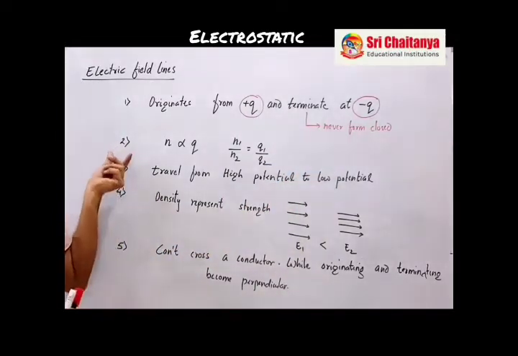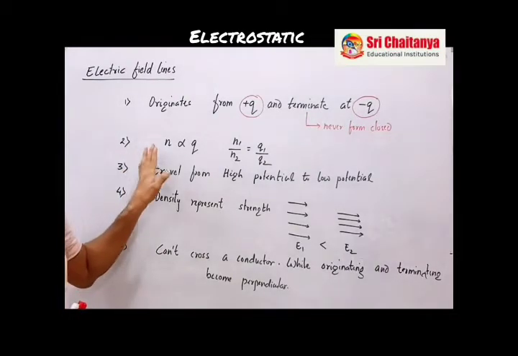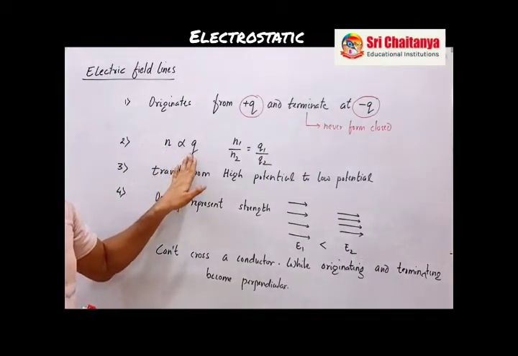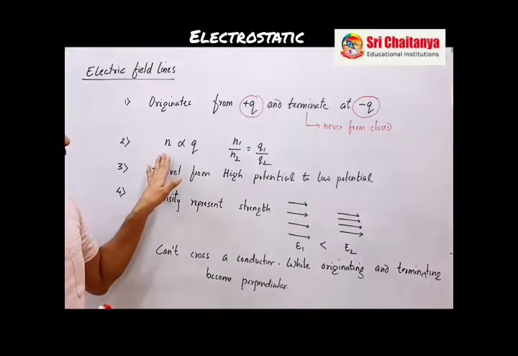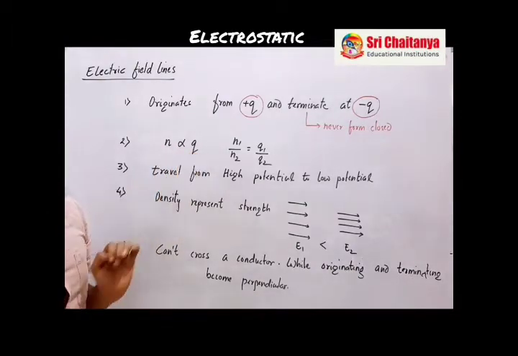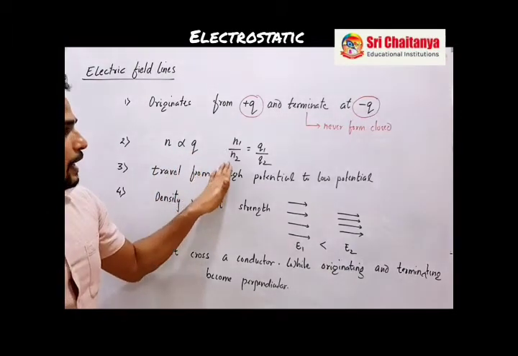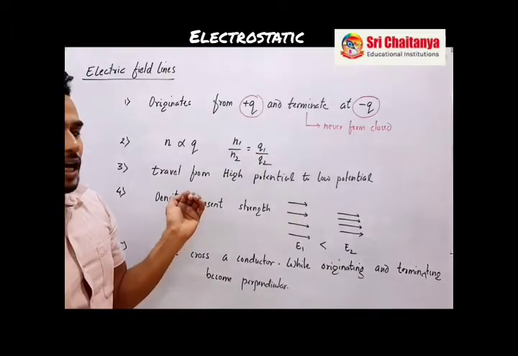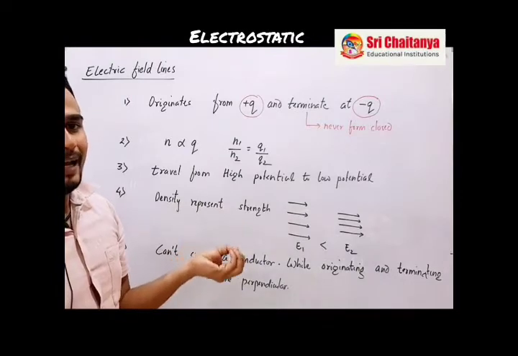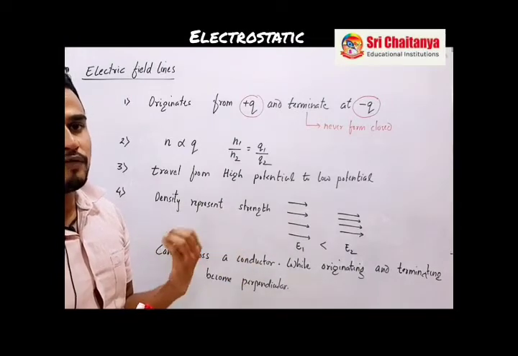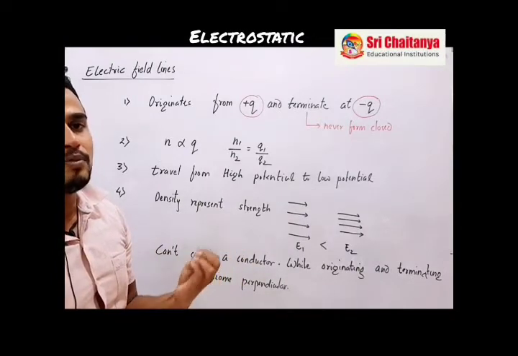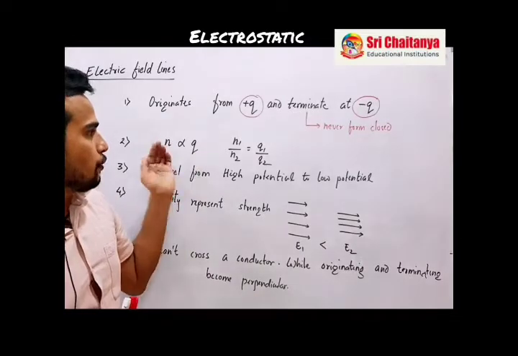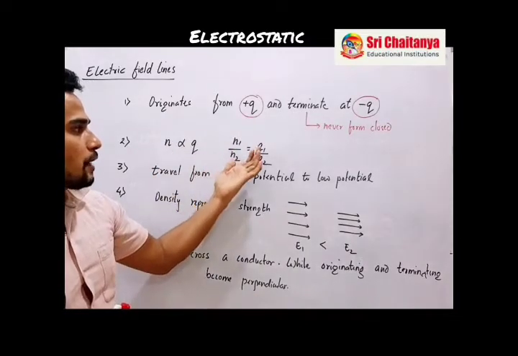Now next property, which is important. Always remember, number of field lines is decided by charge. Number of field lines will be directly proportional to charge q. That is, n1 by n2 will be equal to q1 by q2. For example, someone says for charge of 1 coulomb, if field lines are 10, for charge of 2 coulombs, field lines will become 20. So if you double the charge, number of field lines will also get doubled.